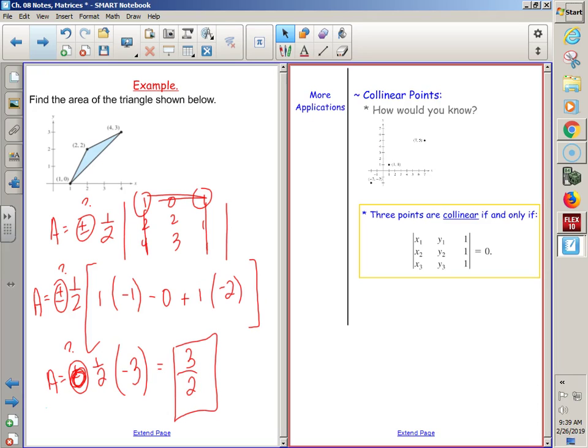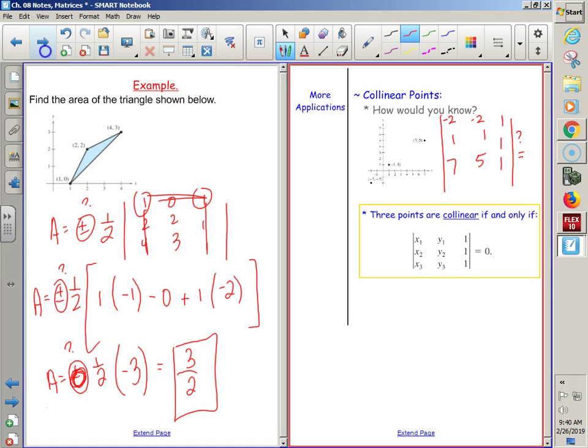Are these 3 points all on the same line? I don't know. What could we do? We could say the area would be 0 if they're not able to make a triangle, and the only way they can't make a triangle is if they're all on the same line. So we would take these 3 little guys and plug them in: -2, -2, and 1, 1, and 7, 5, with a third column of 1s. All I need to do is say, is your determinant 0? If it is, you're collinear. If it's not, you make a triangle. You can't possibly be on the same line.